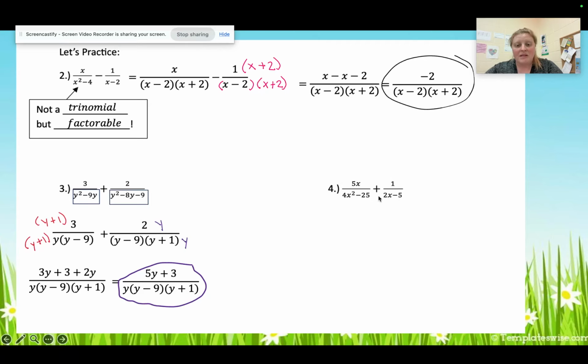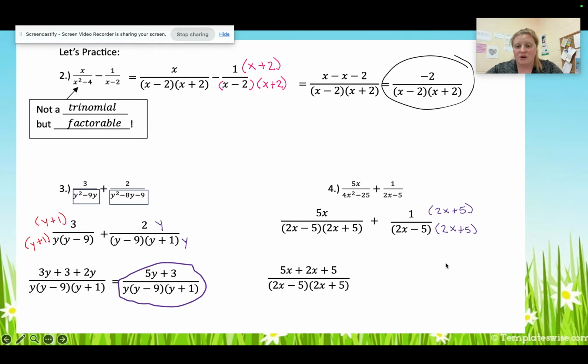All right, same thing with our next problem. 4x squared minus 25 needs to jump out at us. That is a difference of squares, so we're going to factor that first. Because when I do that, I can see, oh, they both have the -5 part. It's just this fraction needs the 2x plus 5 part. So that's going to be less work for you. You only have to change one fraction instead of both.